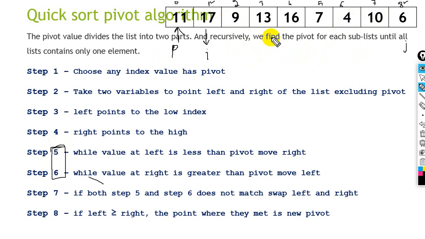So we will do this when we reach the position where i will move to this and j will move to this.